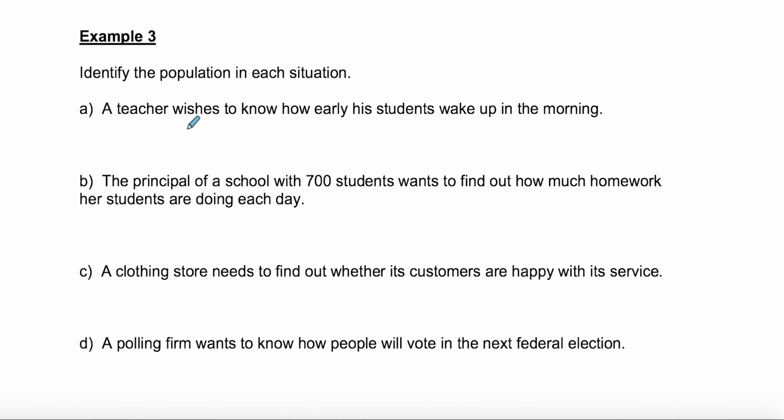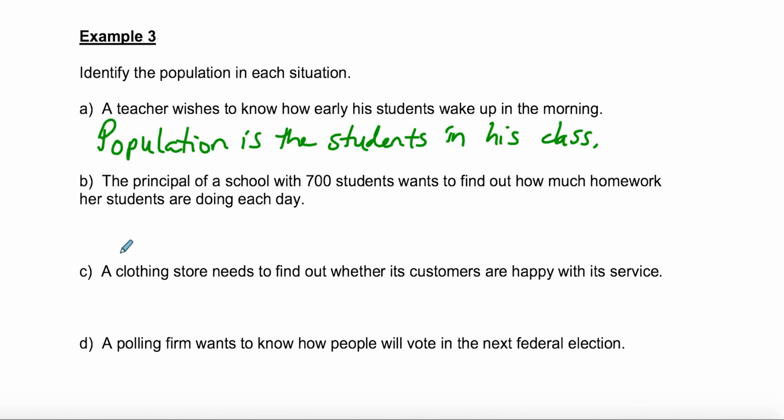Example 3, identify the population in each situation. A teacher wishes to know how early his students wake up in the morning. So the population in that situation is just the students in his class. The principal of a school with 700 students wants to find out how much homework her students are doing each day. So they're looking at a school of 700 students, so that would be the population in this situation, just the 700 students at the school.